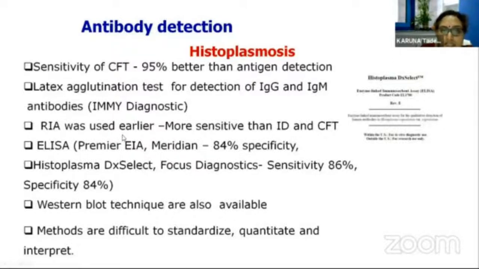Radioimmunoassay was used earlier, which was more sensitive than the immunodiffusion and complement fixation test. But it had its own complications, and hence was not much encouraged, or became a little redundant. Then ELISA, we have around 84% specificity. There are different diagnostics available, like Histoplasma DX Select from Focus Diagnostics. Sensitivity is 86%, specificity around 84%. Then Western blot techniques are also available. But most of these methods, like Western blot and ELISA, to an extent, are difficult to standardize, quantitate, and interpret.